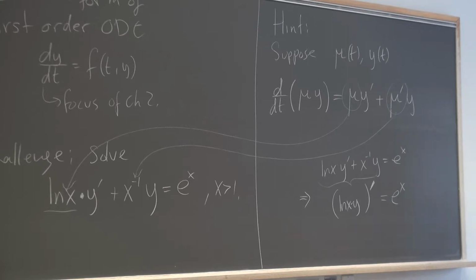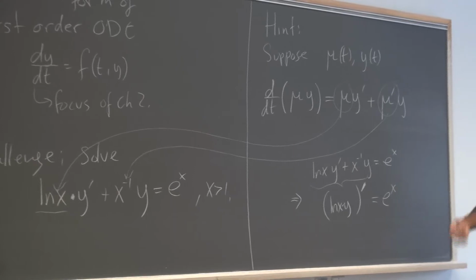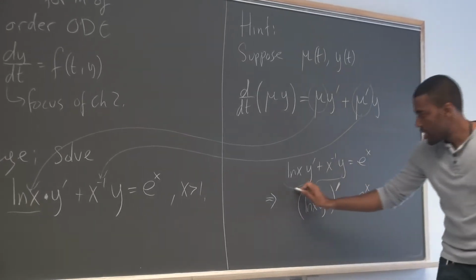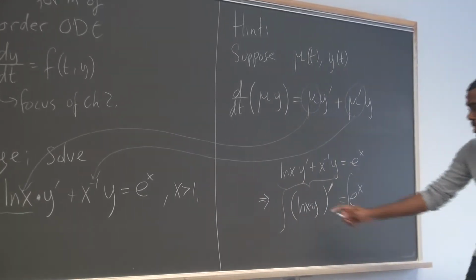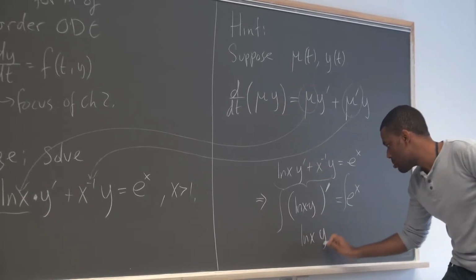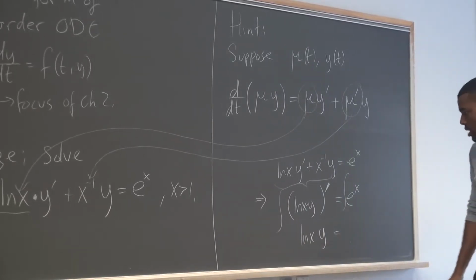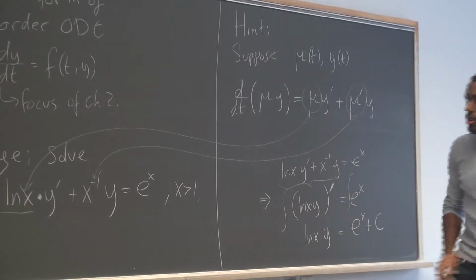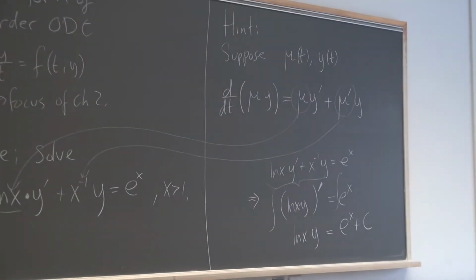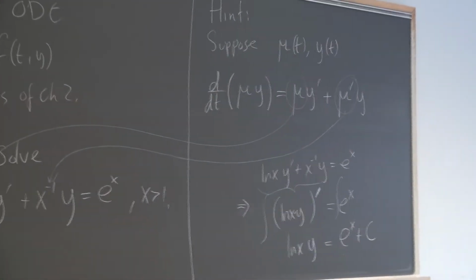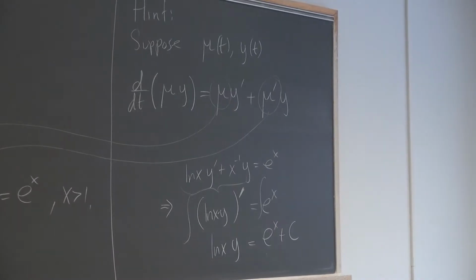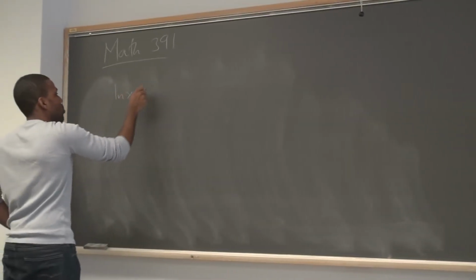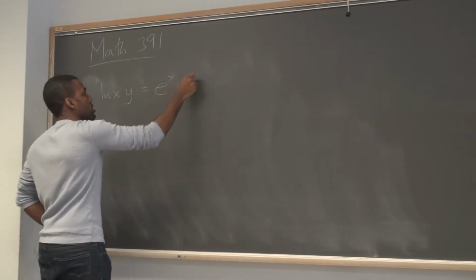And now how do you think I get to y? Now I can integrate to get rid of the derivative, right? So I can integrate both sides. This side I'll just be left with ln x times y by the fundamental theorem of calculus, and the integral of e to the x is e to the x plus c. And so we have ln x y equals e to the x plus c.